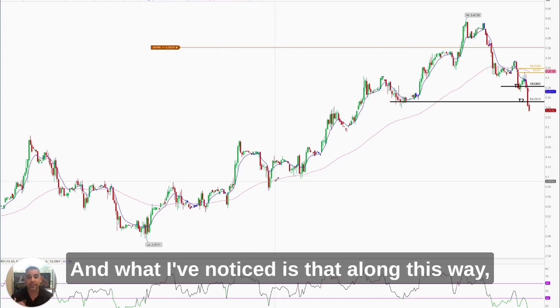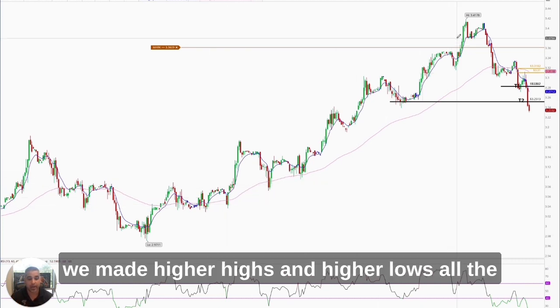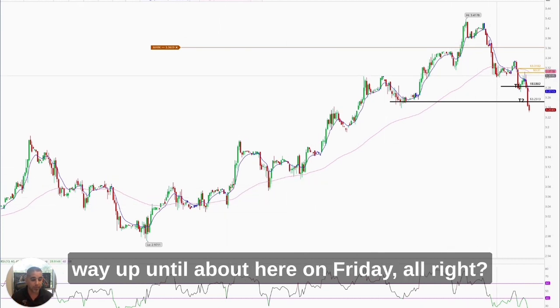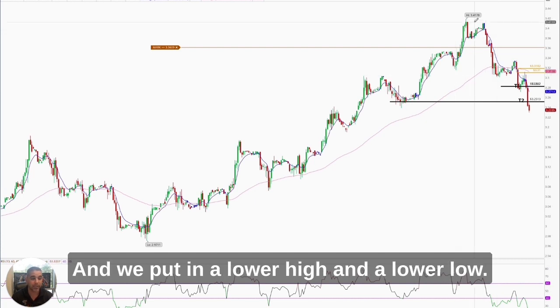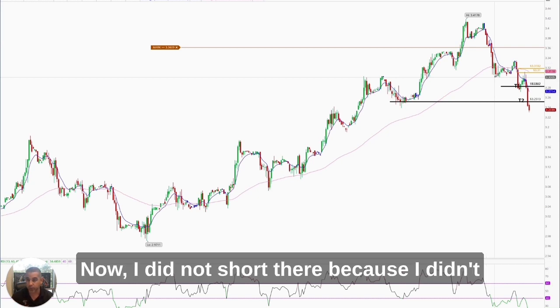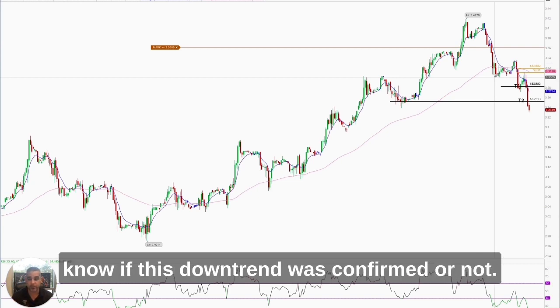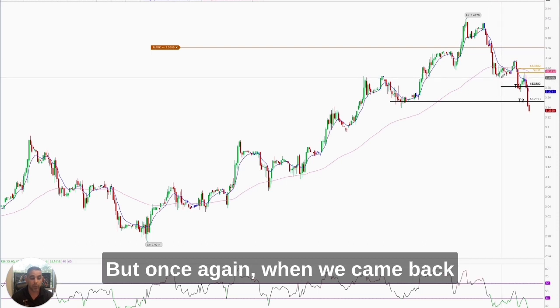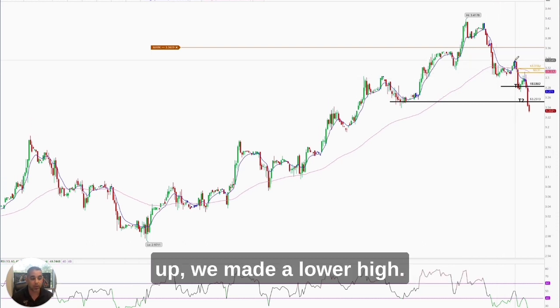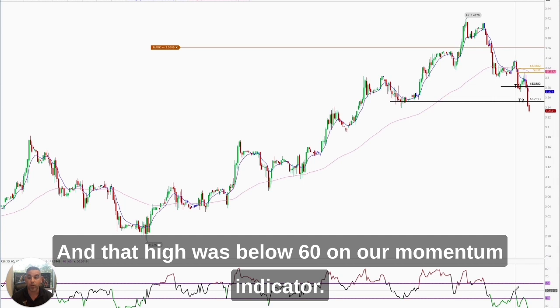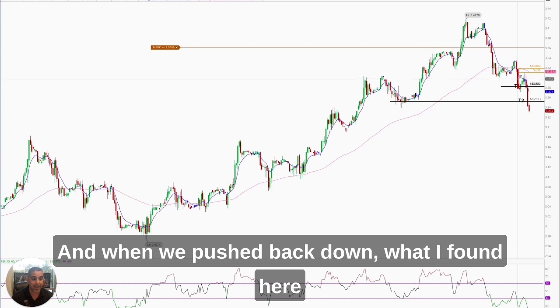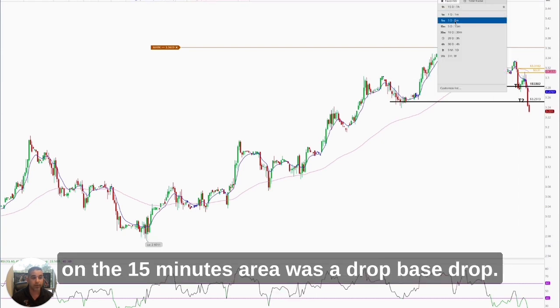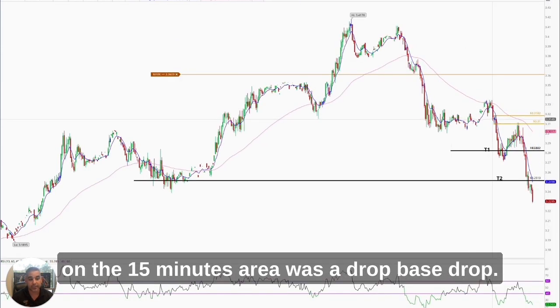And what I've noticed is that along this way, we made higher highs and higher lows all the way up until about here on Friday. All right, and we put in a lower high and a lower low. Now, I did not short there because I didn't know if this downtrend was confirmed or not. But once again, when we came back up, we made a lower high, and that high was below 60 on our momentum indicator. And when we pushed back down, what I found here on the 15-minute area was a drop-based drop.